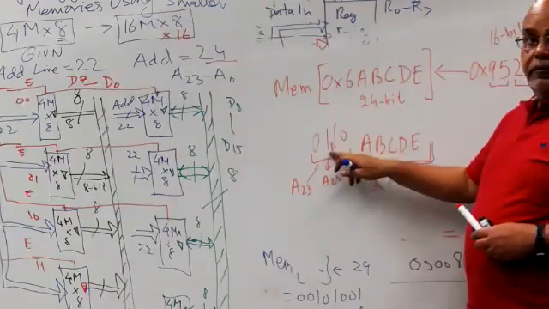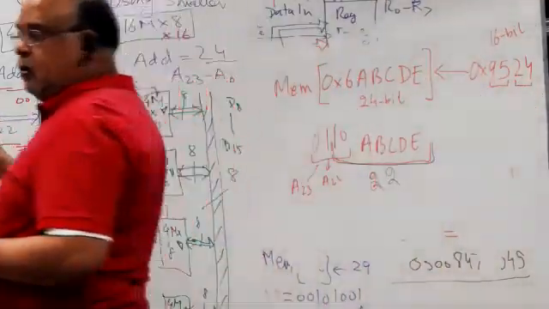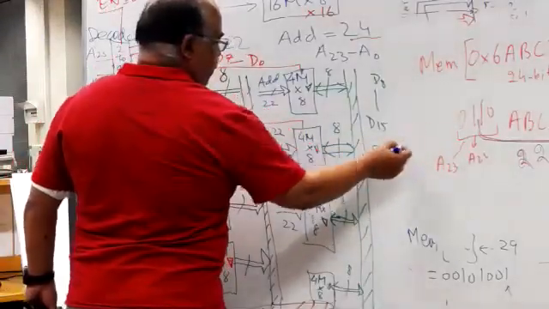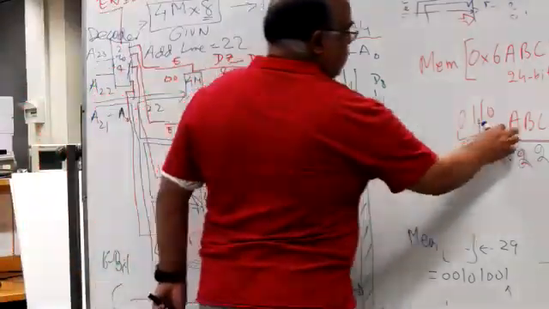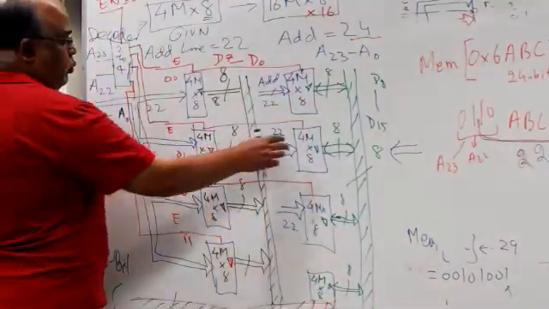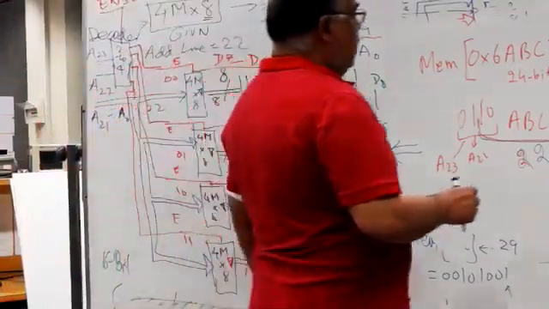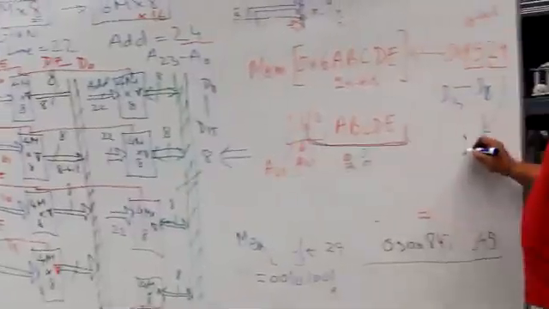Now this 0 1, when it appears over here, that means this row will be selected. This 0 1 means these two ICs will be selected. And the 1 0 ABCDE will be the address location between these two ICs that will be selected. At that location, 95 is our D8 to D15, and 24 is D0 to D7.